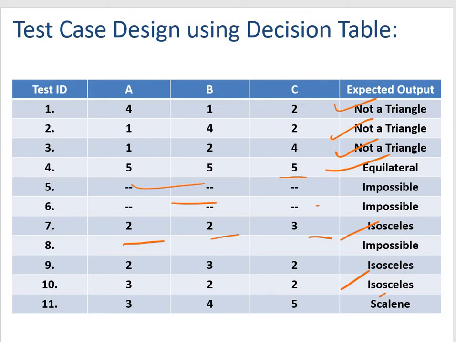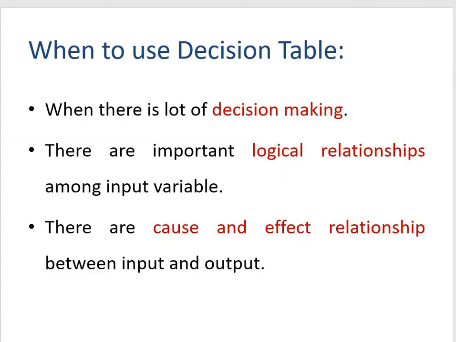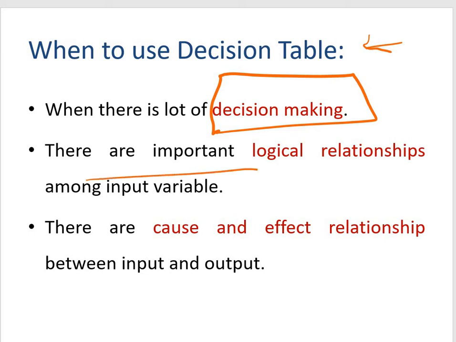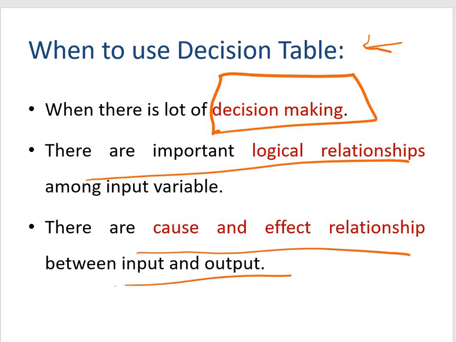Now the question arises, when to use a decision table. The best time is when there is a lot of decision making, then I'll be using this decision table. Also when there are important logical relationships among input values, and cause and effect relationships between the input and output. In that case, we'll go ahead with these things, right?